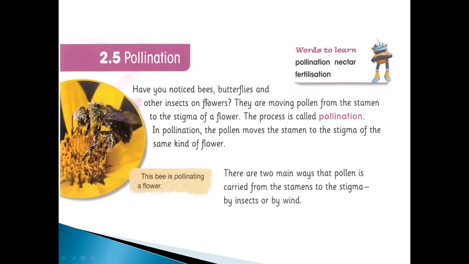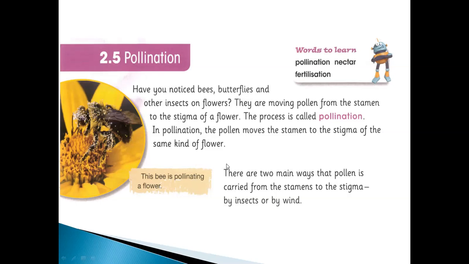First of all, revised from the previous lesson. Have you noticed bees, butterflies, and other insects on flowers? They are moving pollen from the stamen to the stigma of a flower. This process is called pollination. So, what is pollination? Transfer of pollen from the male part, from the stamen to the stigma of the flower.